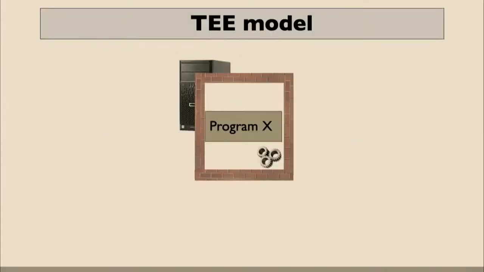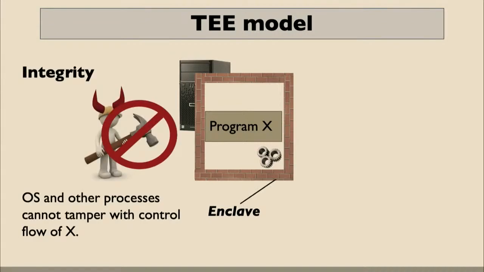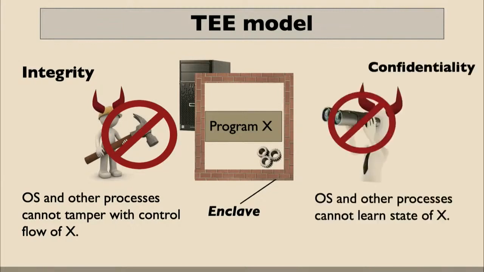So in the TE model, you have a program X that's running in the enclave. And the nice properties that you get from these trusted execution environments is that you have integrity, in the sense that any person who's controlling the OS or some other processes cannot tamper with the execution of your program. So you can run this enclave on an untrusted host. And the second property that you get is confidentiality, where nobody can snoop in on your program. So you can actually store secrets in your program. There are some concerns here about side channel attacks and so on. I'll discuss those as well towards the end of the presentation.